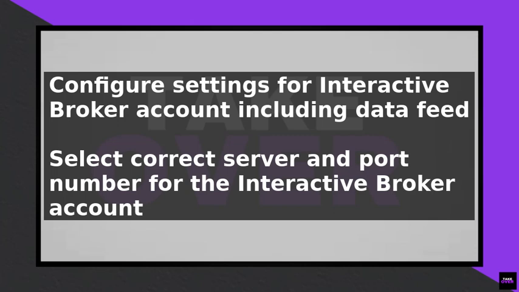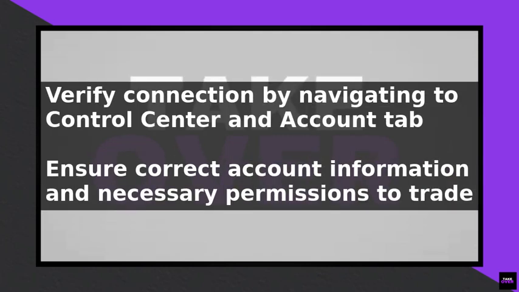To start trading with your Interactive Broker account in Ninjatrader, navigate to the Trade window and select the account you just configured. You can now place trades and manage your positions directly from Ninjatrader using your Interactive Broker account. It is essential to ensure that your account information is correct and that you have the necessary permissions to trade with your Interactive Broker account in Ninjatrader.